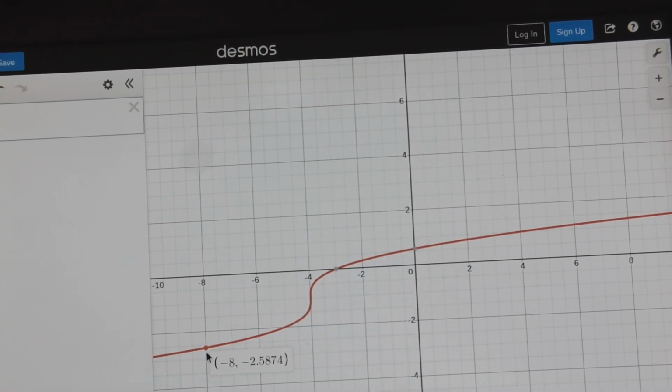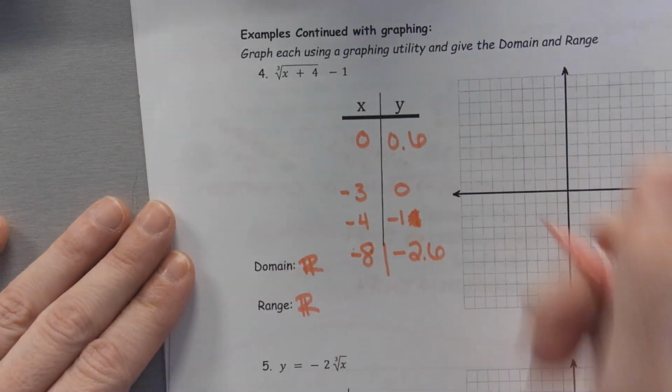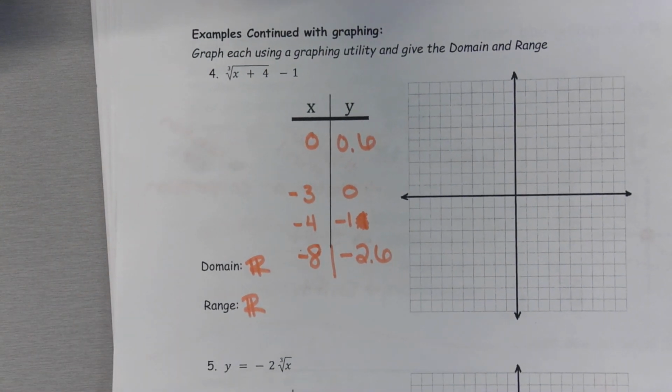Okay, so those are going to be my points. So again, I scrolled around to find those. And Griffin, you're telling me -4, -1 is a good one? Oh, it is a thing. It's a thing. Okay. So let me scratch that part out. So these are my points that I picked.